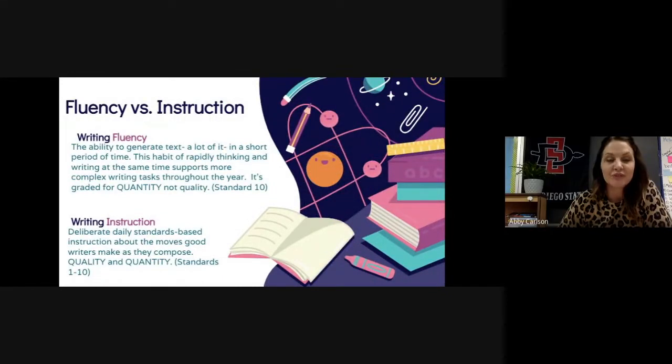So, this session focuses on writing fluency. Writing fluency is the ability to generate text, a lot of it, in a short period of time. This habit of rapidly thinking and writing at the same time supports more complex writing tasks throughout the year. It's graded for quantity, not quality, as opposed to writing instruction, which is deliberate and daily standards based instruction about the moves good writers make as they compose. Writing instruction is about quality and quantity.